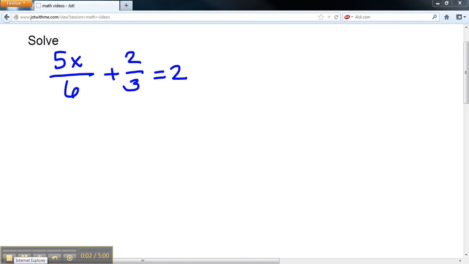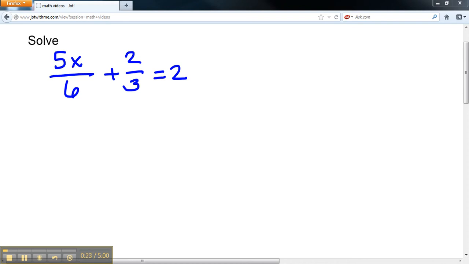We're asked to solve this equation, which means we want to find out what value of x would make this a true statement, would balance the equation out. Now, the first thing you notice about this is probably that there are fractions. And we want to get rid of those fractions.